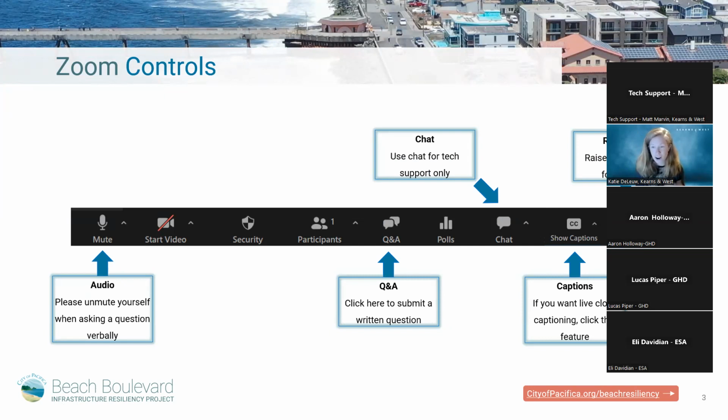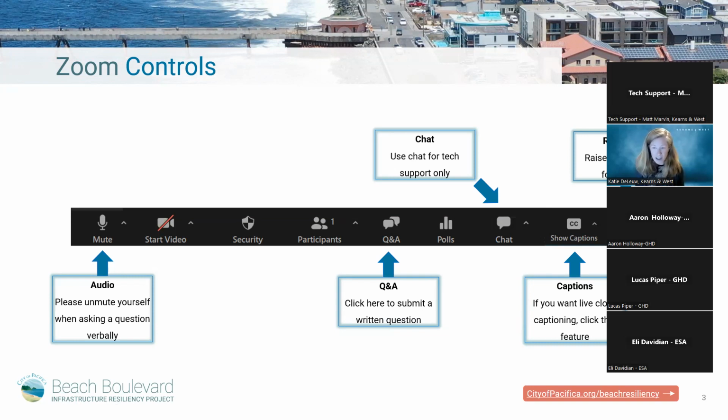You also see the video button. Feel free to stay on or off camera, though it's always nice for us to see who we're here with. When we get to the Q&A portions of the meeting, you'll have the option of typing your question in the Q&A or raising your hand to verbally ask your question. So there's a Q&A button at the bottom of the Zoom menu there. And then also the reactions button is where you'll find the raise hand feature.